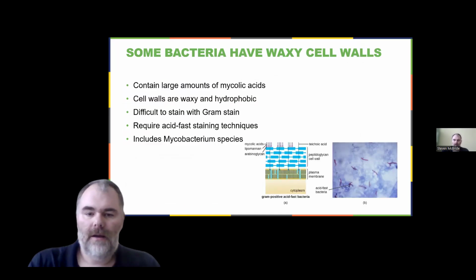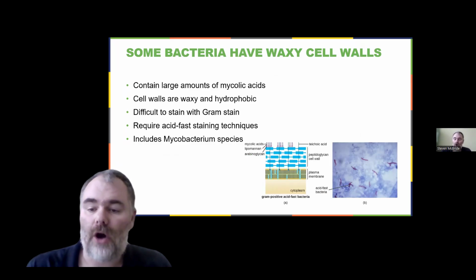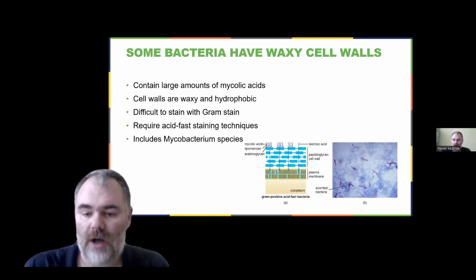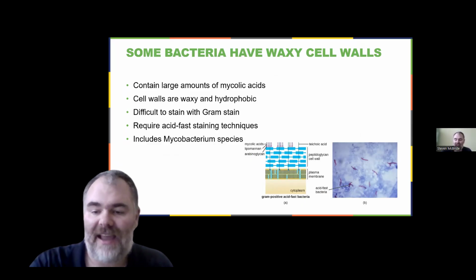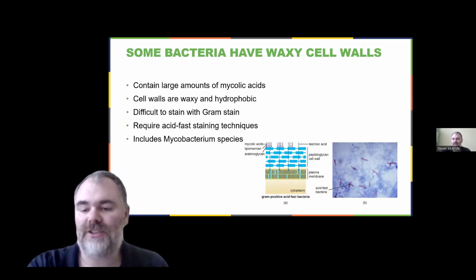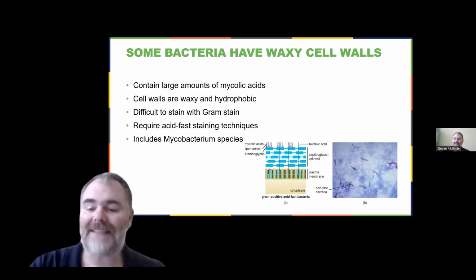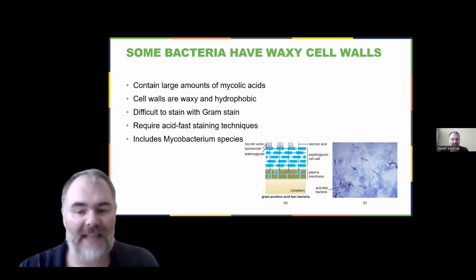Some bacteria have cell walls that are even more unusual. Acid-fast bacteria contain large amounts of a waxy molecule called mycolic acid in their cell walls. These lipids create a thick hydrophobic outer layer that makes the cell wall highly resistant to drying, chemicals, and many environmental stresses. Because of this waxy structure, acid-fast bacteria do not stain well using the traditional gram stain.